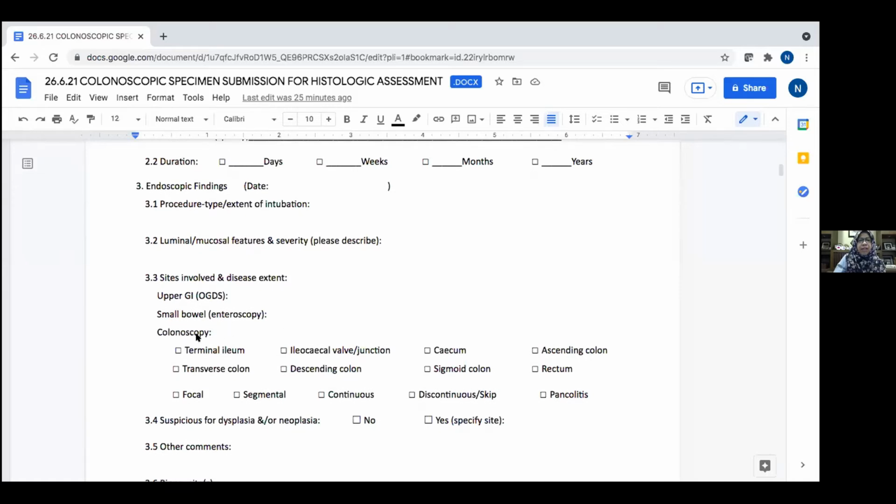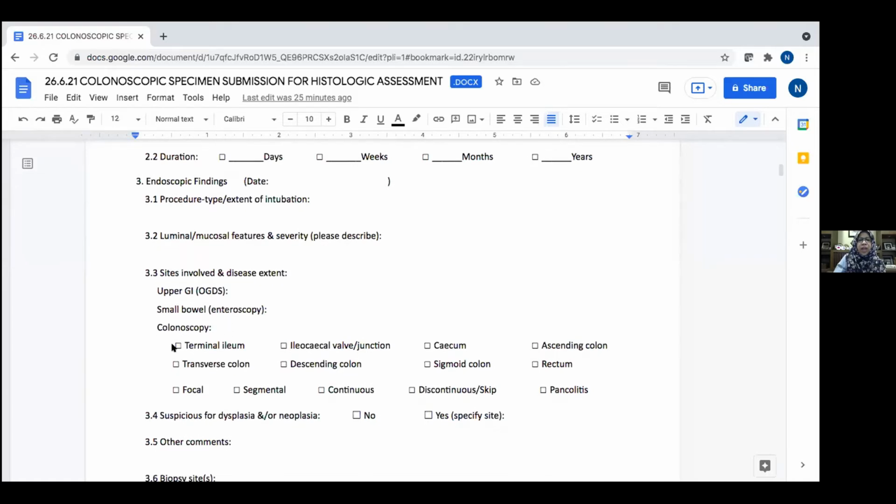And they will have to tell us the sites that are involved, whether it's pancolitis, where the entire bowel is involved, or certain parts of the bowel are involved. So all they need to do is just tick for the sites that are involved and tell us whether it's focal or segmental or continuous, or there are discontinuous or skip lesions, or there's pancolitis.